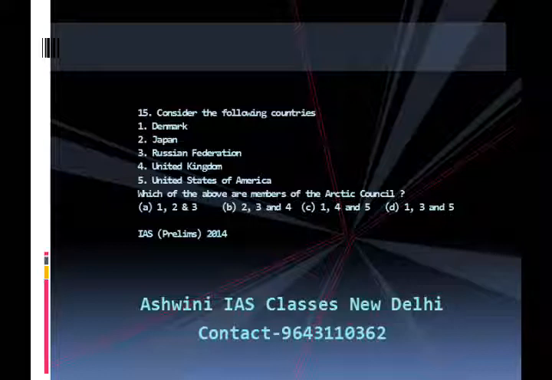Now what is the Arctic Council? The Arctic Council was established by Ottawa Declaration in 1996. The Arctic Council is the preeminent intergovernmental forum for addressing issues related to the Arctic region. The members of the Arctic Council include 8 countries: Canada, Denmark, Finland, Iceland, Norway, Sweden, the Russian Federation and the USA. That is all for now.